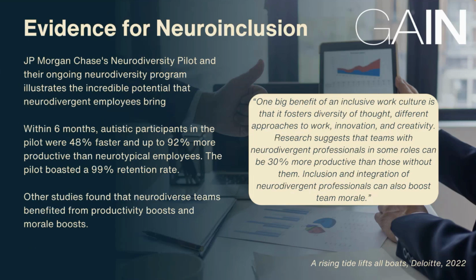In 2015, JP Morgan Chase launched their Autism at Work program pilot. They've been running the program ever since. The findings of the original pilot and the ongoing program have been very supportive of the inclusion of neurodivergent talent. The pilot found that after 6 months of employment, autistic employees were equal in quality to their neurotypical peers, who had been employed for significantly longer. It was also found that these autistic employees were 48% faster and 92% more productive. The pilot also boasted a 99% retention rate. By fostering neuro-inclusive workplaces, we can better appeal to neurodiverse talent, both new to the industry and returning to it, and help fill those talent gaps.